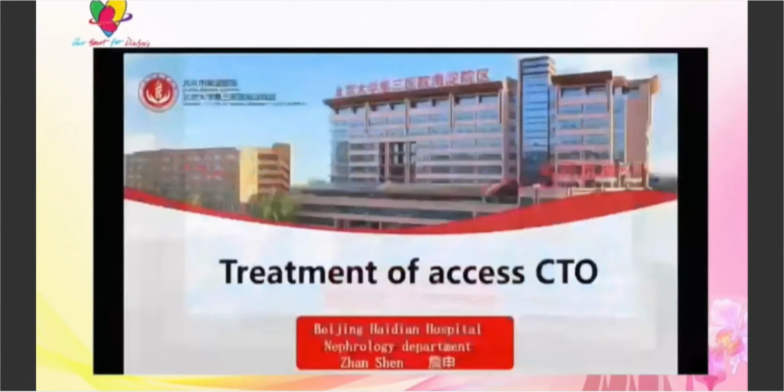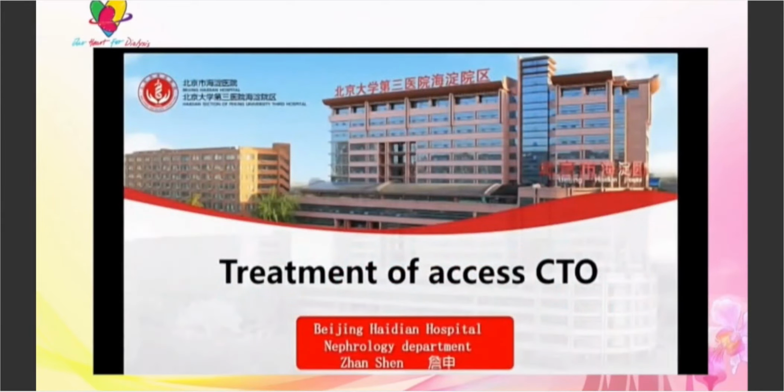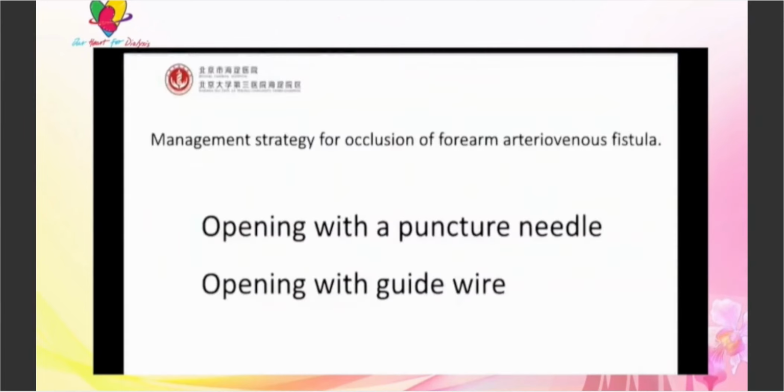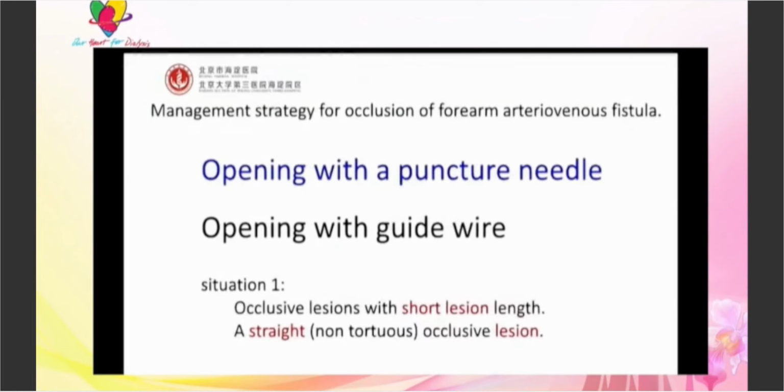Hello everyone, my topic for this period is the treatment of forearm CTO. Clinically, methods of dealing with forearm arterial venous vascular CTO are basically divided into two types: opening with a puncture needle, and opening with a guide wire. Puncture needle opening will be used in the following three situations.